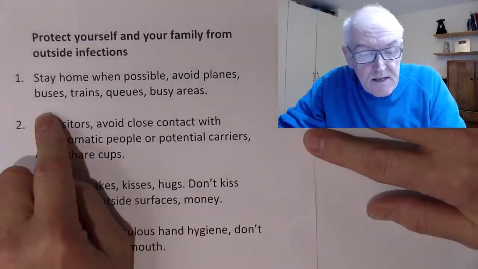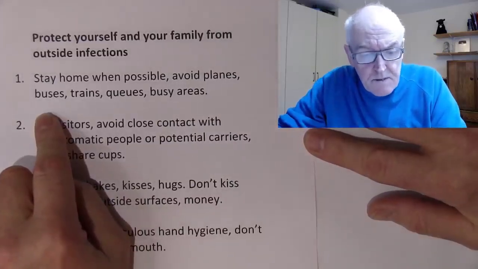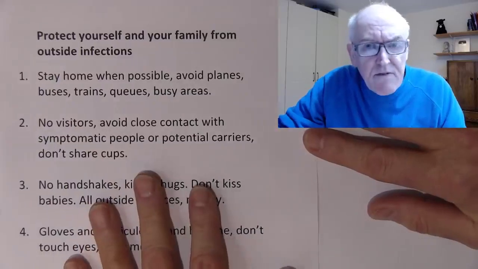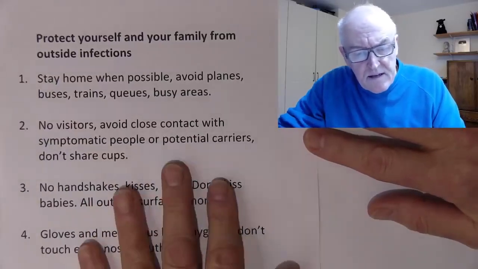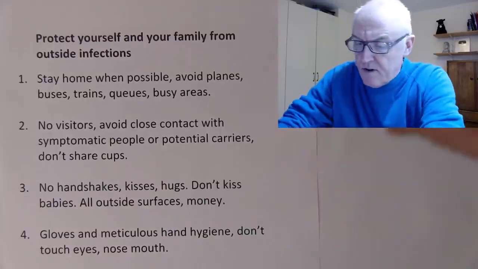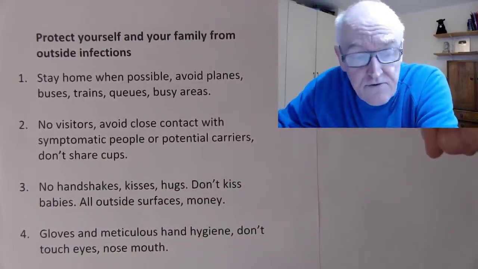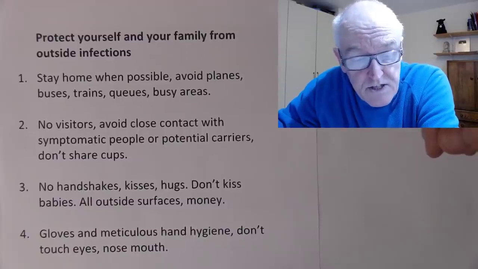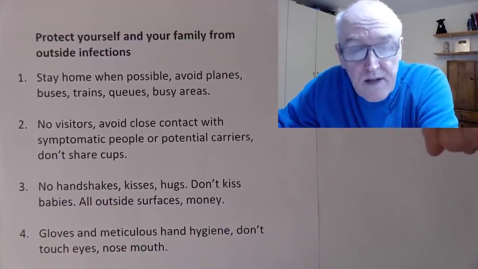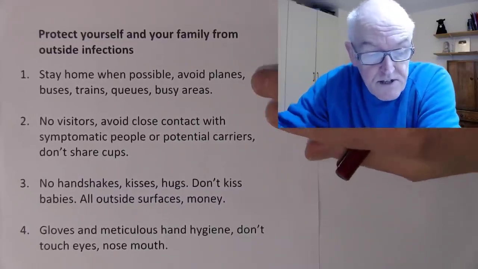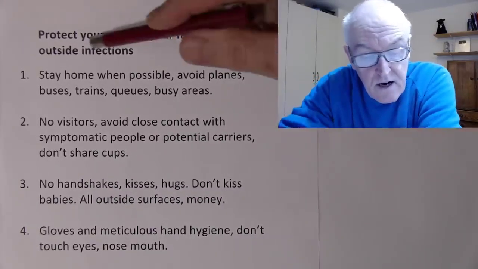Now, if there's a disease around in the environment and a lot of people are suffering from it, a high prevalence of a condition, then the best thing you can do to protect yourself from it is avoid cross-infection. And you get cross-infection from other people. So stay at home where possible. Now, I know you have to go out to work, but if possible, stay at home. Discourage visitors.